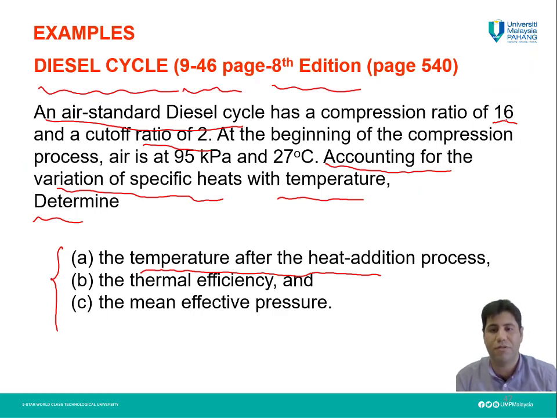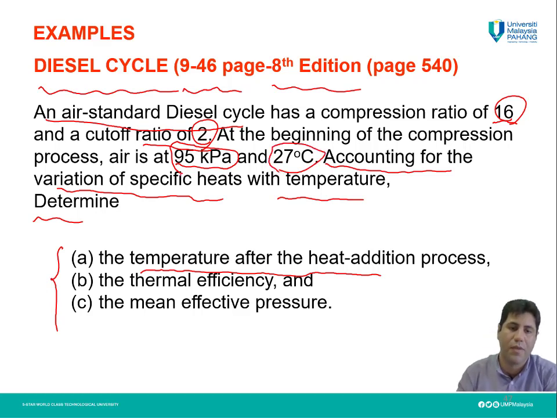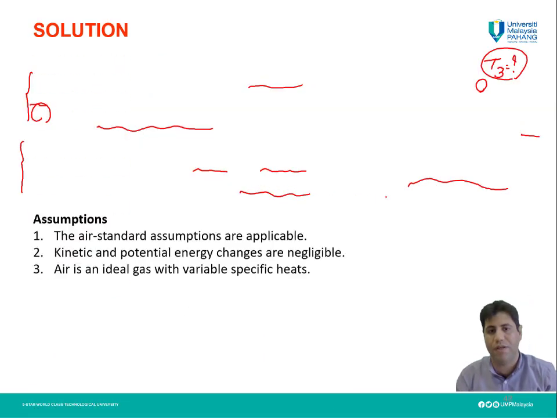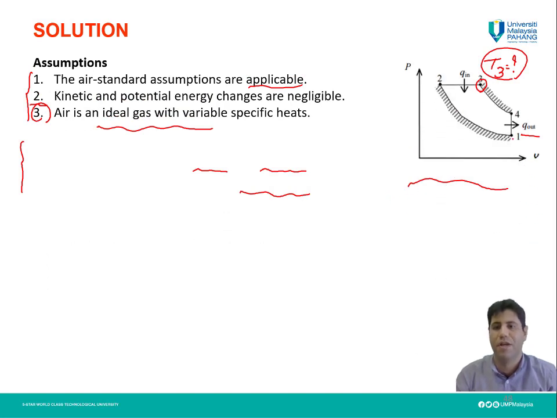We have the compression ratio. If you remember, compression ratio means Vmax divided by Vmin. So compression ratio is 16. The cutoff ratio of this cycle is 2, and at the beginning of the compression process, air is at 95 kilopascal and its temperature is 27 degrees Celsius. So here at the beginning of the compression process, let's see where is the compression process in our graph.